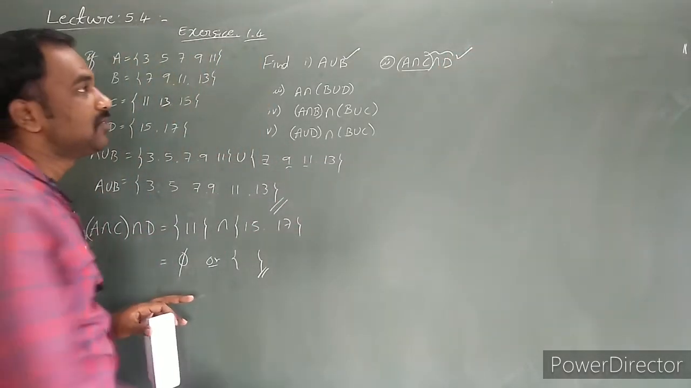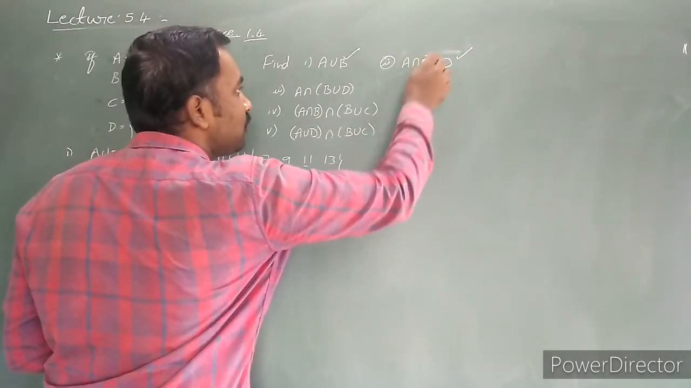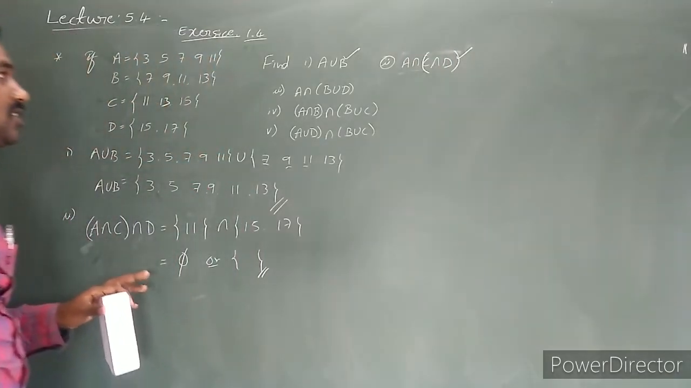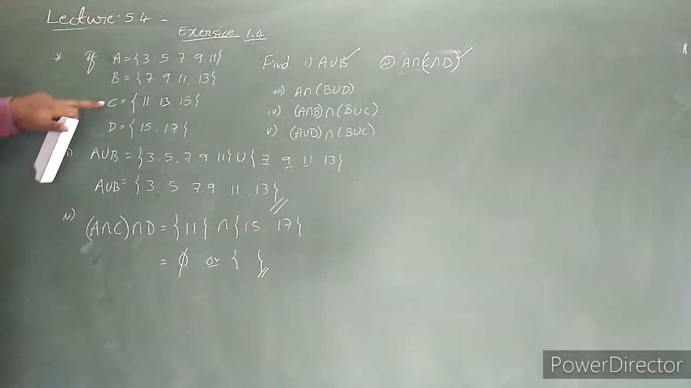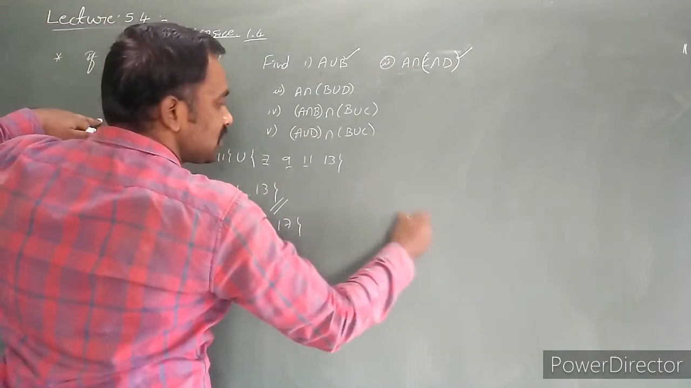Would you like to cross verify? Means you can do it. First of all, take the C and D. What do we get if you take C and D? C intersection D. Is there any common element? Yes, 15 is there. 15 is the single element.